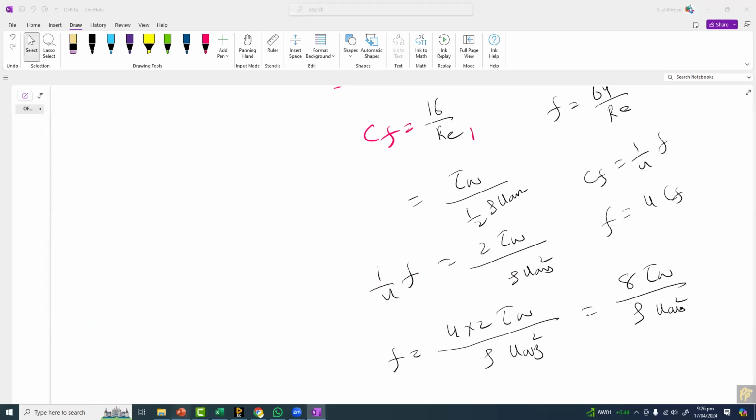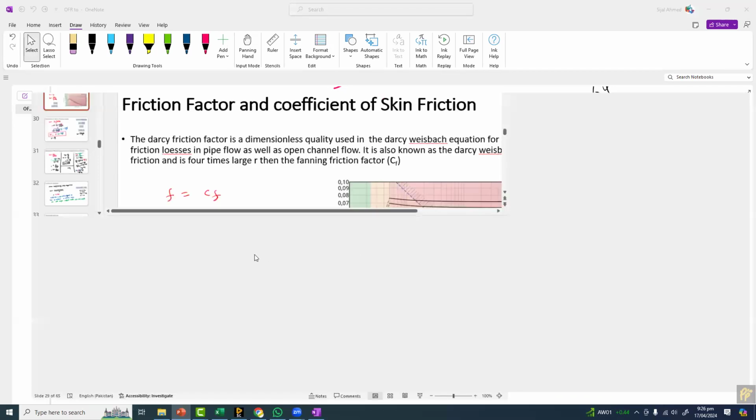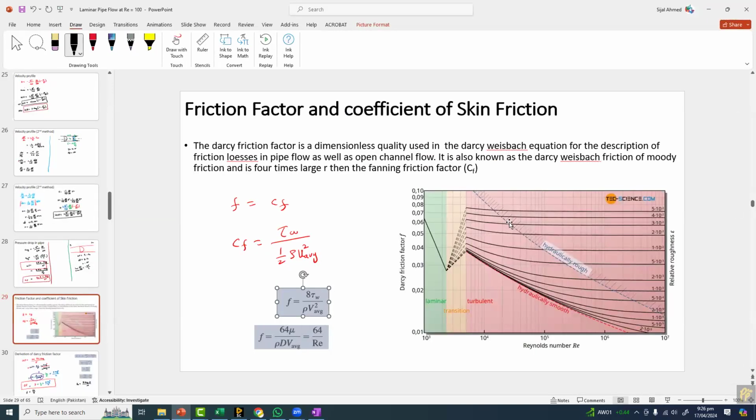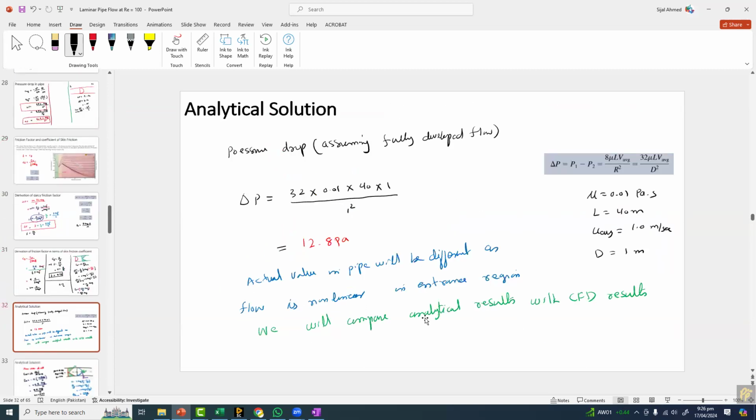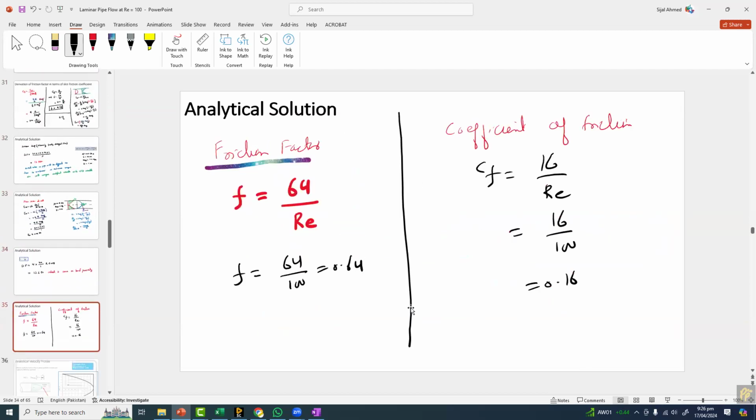Okay, so I think we have covered all the theoretical parts here, and tomorrow I will discuss the Moody diagram, and then the analytical values for the different parameters that we will be comparing in our CFD. So tomorrow I hope we are going to complete the CFD part as well.